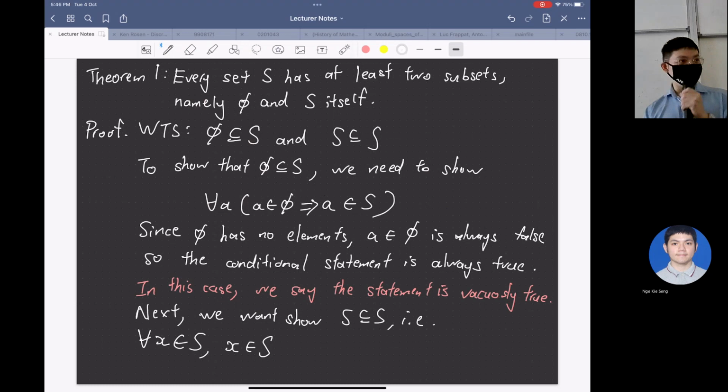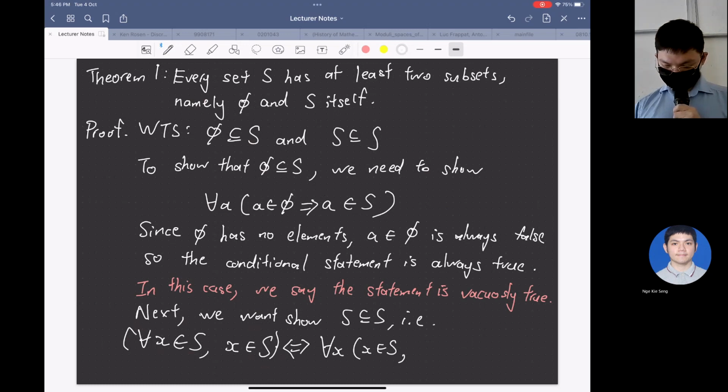Confused or not? Confused. Okay. Actually, this is a valid way to write it. So, this is equivalent to: for every X, X is in X.